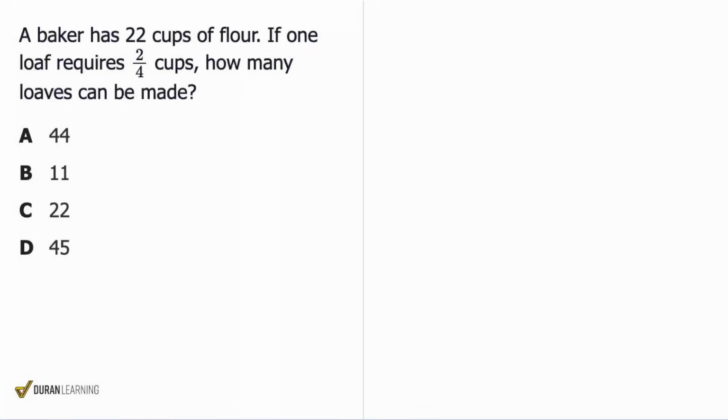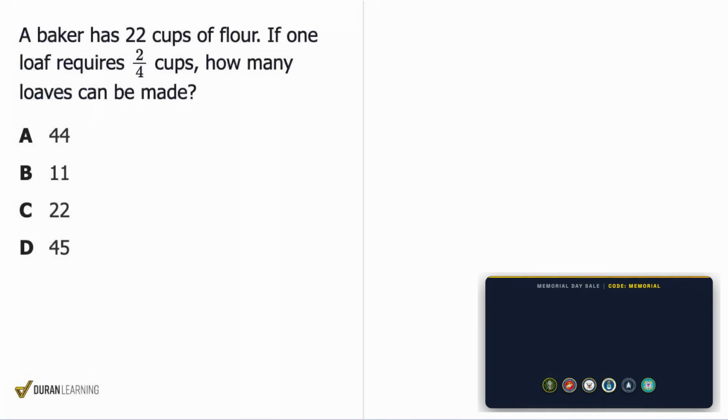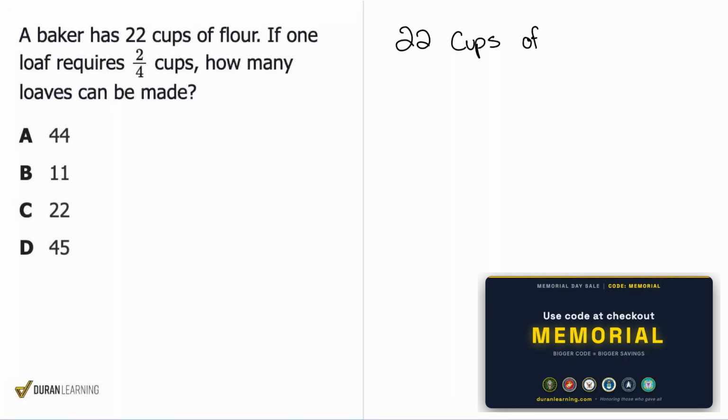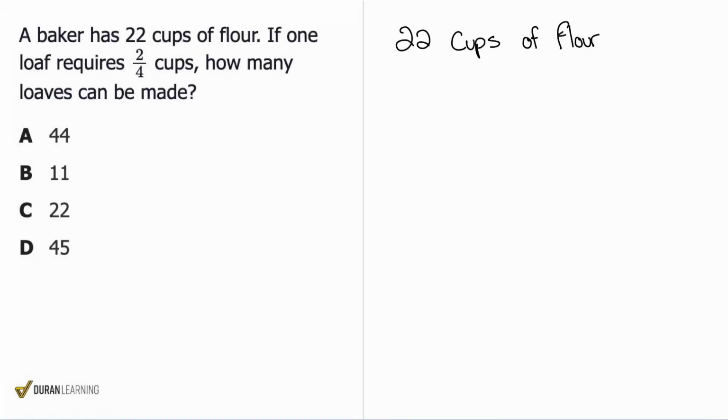Think about it. One of them is 2 cups. Each of them are 2 cups. It's the same thing. Being able to interpret these words is going to go a very long way. Because here's what we have, everybody. The baker has 22 total cups of flour. All right. 22 total cups of flour.